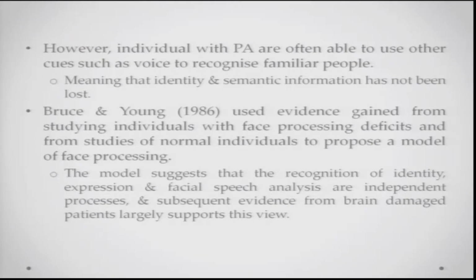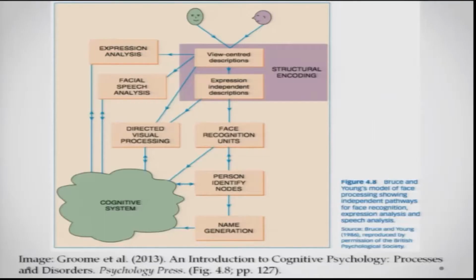The model suggests that the recognition of identity and expression, facial speech analysis are independent processes, and subsequent evidence from different brain damaged patients has actually supported this particular view. So, this is the model here. It shows that expression analysis, facial speech analysis, face recognition units, or, for example, viewer centered descriptions of faces are all independent things. Identity is an independent process, and all of these operate in cooperation with each other to get you the overall percept of somebody's face, though they are functionally rather independent of each other.